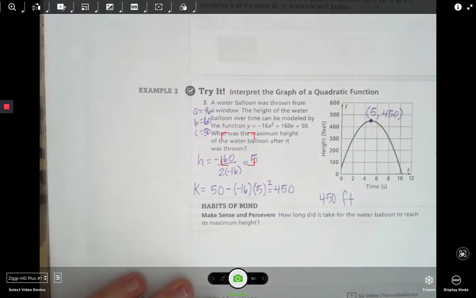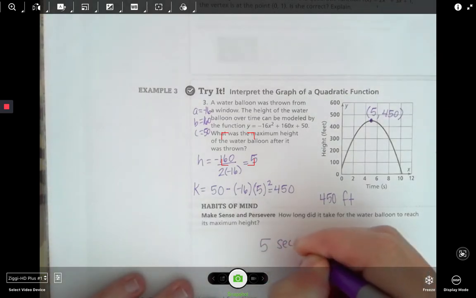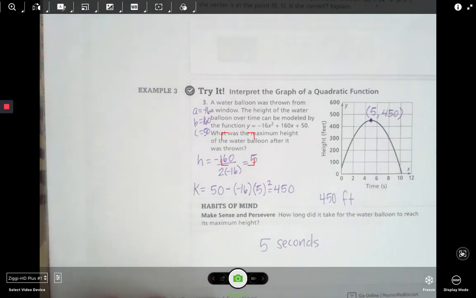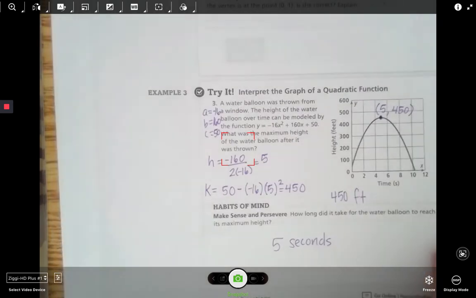That's a nice thing. Oh, it's not in the window. How long did it take for the water balloon to reach that maximum height? Yep. Everybody got all this?